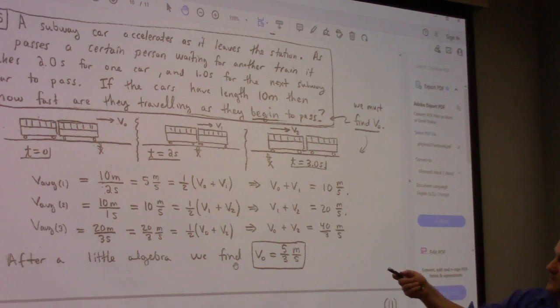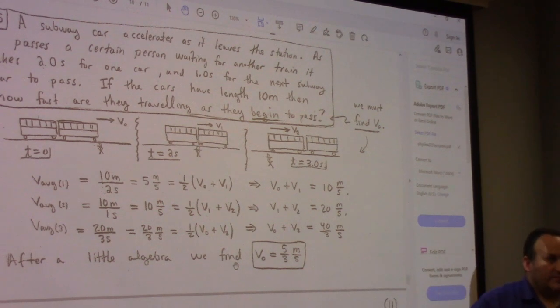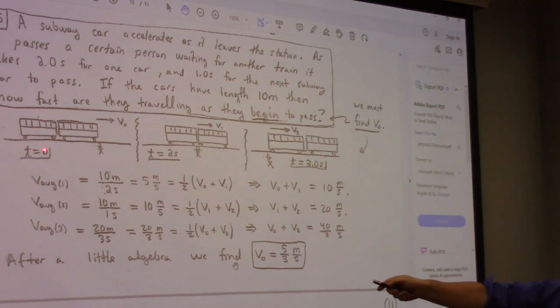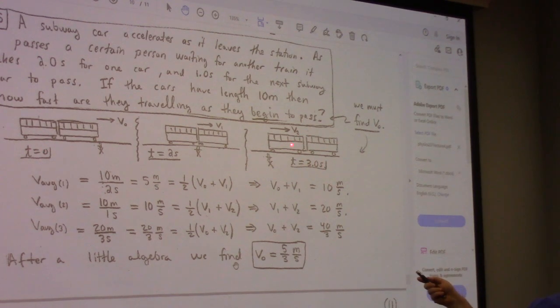And then over the second time period, he's gone 10 meters, v1 plus v2, right? Divided by 2. And in 1 second, going from t equals 2 to t equals 3, that's 1 second, right? So the average velocity is 10 divided by 1, which is 10 meters per second, so that gives us this equation. And then you can look at the average velocity from the start to the end. That gives you a third equation.